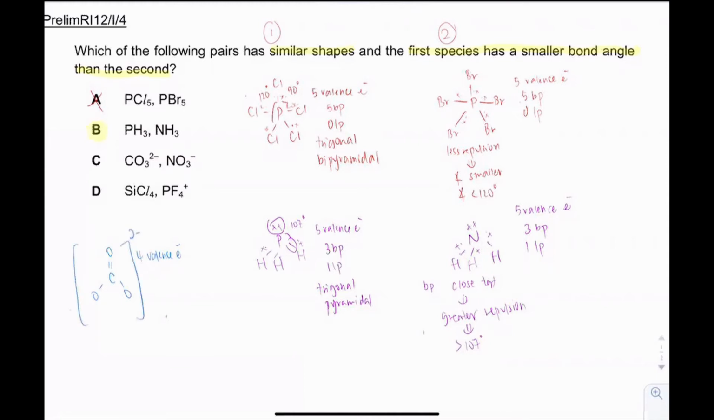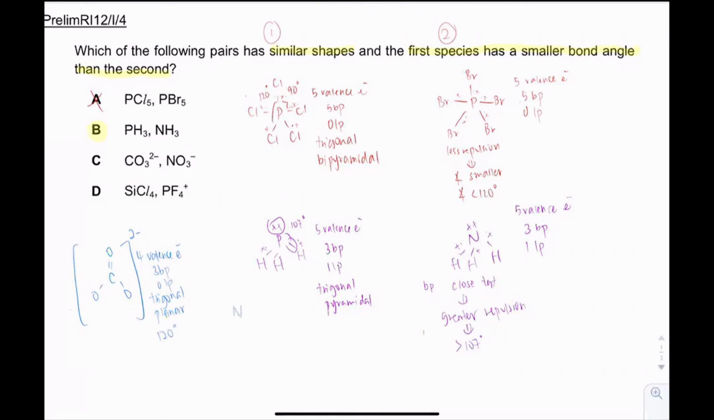Okay. So over here, since we treat a double bond as a single bond pair, there's 3 bond pairs, 0 lone pair, and therefore the shape is trigonal planar with 120 degrees. Next, I have NO3-.